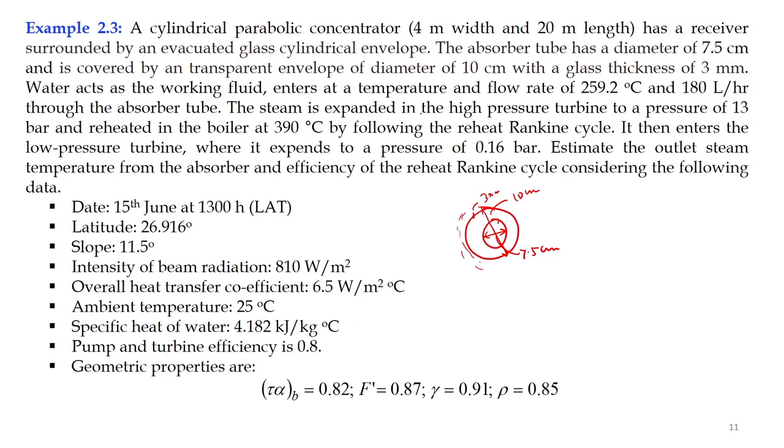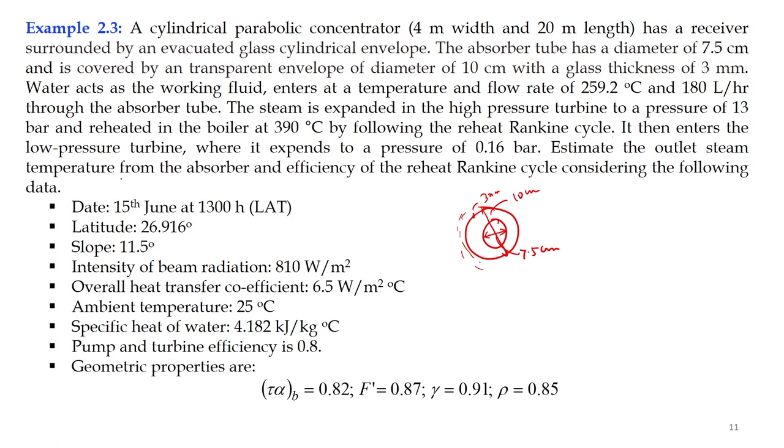The steam is expanded in the high pressure turbine to a pressure of 13 bar and reheated in the boiler at 390 degrees Celsius by following the reheat Rankine cycle. It then enters the low pressure turbine where it expands to a pressure of 0.16 bar. That means the turbine outlet pressure is 0.16 bar.